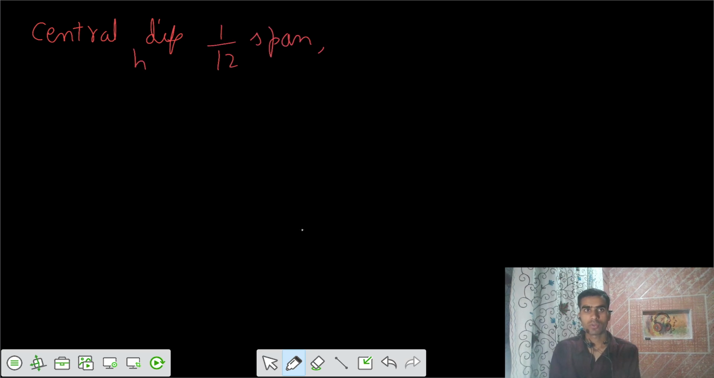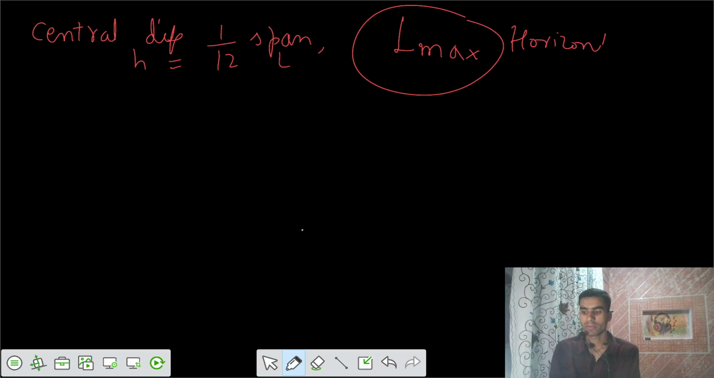Let's go. It's saying that our central dip h equals 1/12 of the span L, and it says to get the value of L. What is the maximum horizontal span length we can have?